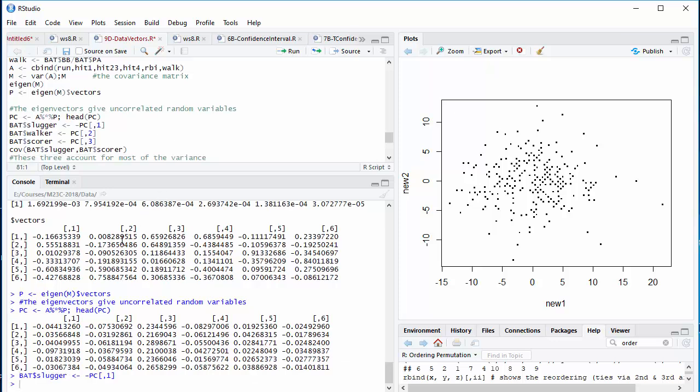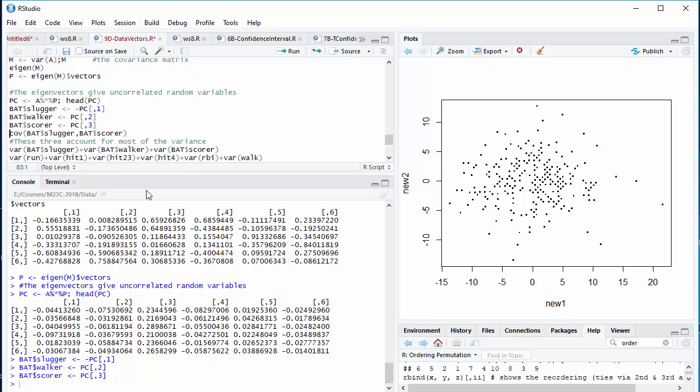The only distinctive feature I could find for the second one was that it has a remarkably large coefficient on the number of walks, so I called it walker. And then on the last one, it has a high coefficient for the number of runs, not so much for the number of RBIs. Maybe these are people that tend to score a lot of runs.